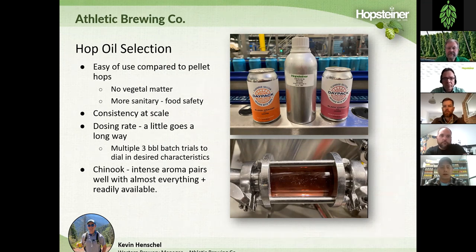And also the dosing rate. A little bit of this hop oil goes a very long way. So we started off doing 3-barrel trial batches in Connecticut. And like I said, then we ultimately scaled up to our large production facility out here in California.